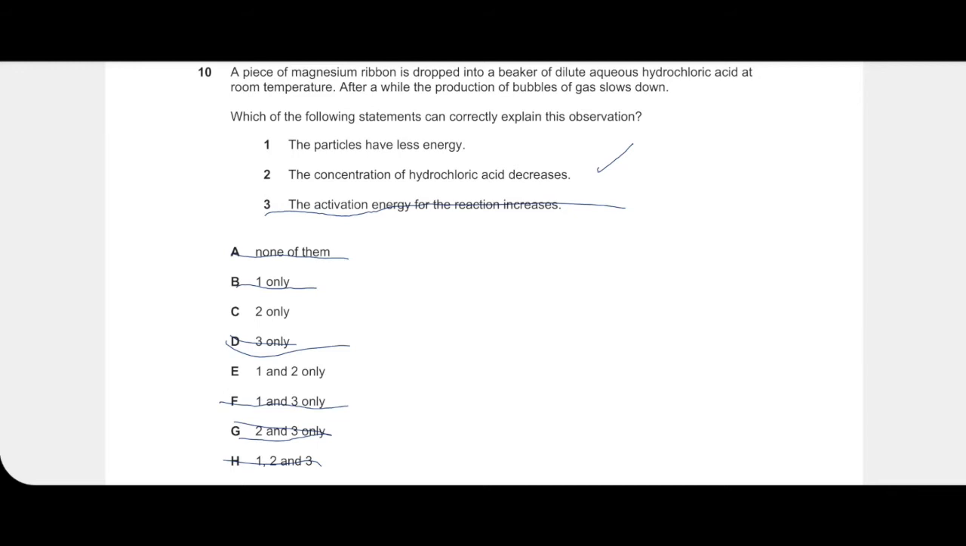Statement number 1. The particles have less energy. That statement should be a red flag. That statement is incorrect. The particles will not change their energy. So that is incorrect. So therefore, the answer to this question is C. And that is question number 10 completed.